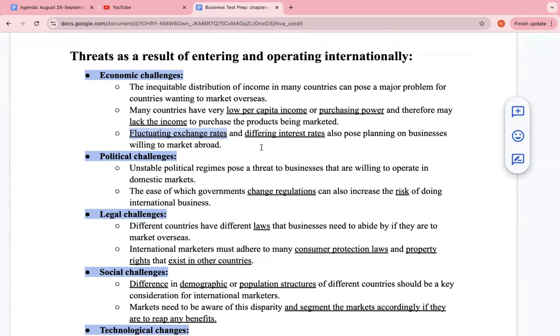For example, a country that is producing in its home country using pound sterling, but then they're going to a country that uses rupees. There's a big difference between these two, so it's going to be quite different, especially if the country that uses rupees constantly has fluctuating exchange rates, so they have to constantly change their prices to be equivalent in both countries. So it's really quite complicated, and differing interest rates are also quite complicated.